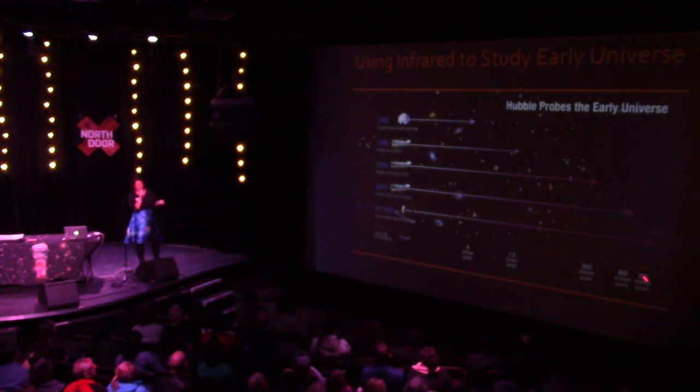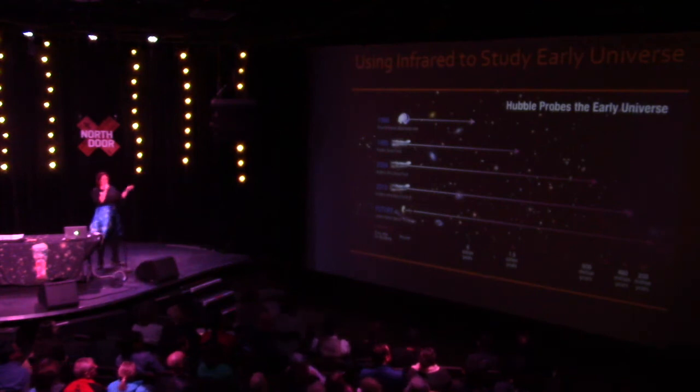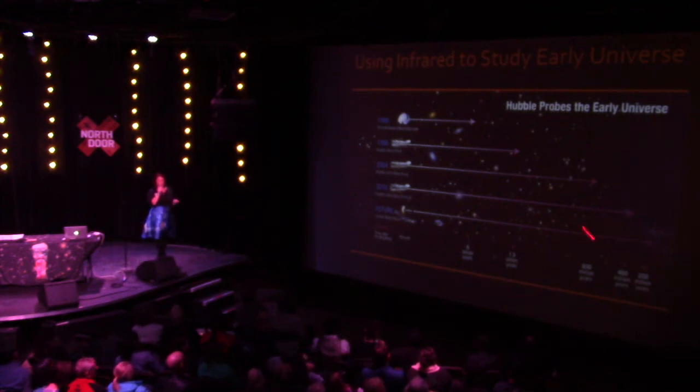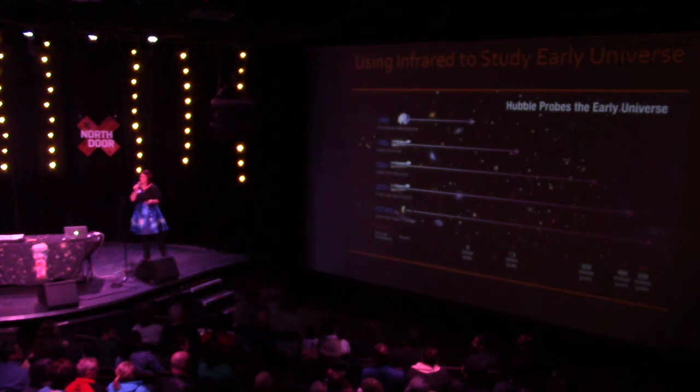So we can look back to about 200 million years after the Big Bang. So these are some of the first stars and the first galaxies to form. And so what we really want to understand is, where did our galaxy come from? Like, how did we get to be the galaxy that we are? And in order to do that, we really need to understand some of the first things that happened in the universe.